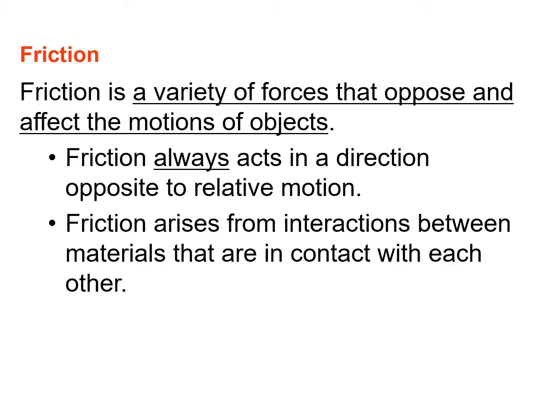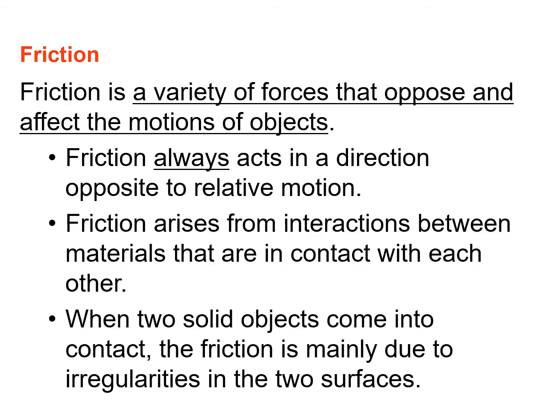It arises from interactions between surfaces. So if two things are touching each other, then friction can come about. When solid objects come into contact, the friction is mainly due to irregularities in the two surfaces. So for example, here are two boards, and if we rub them together, they'll generate friction.